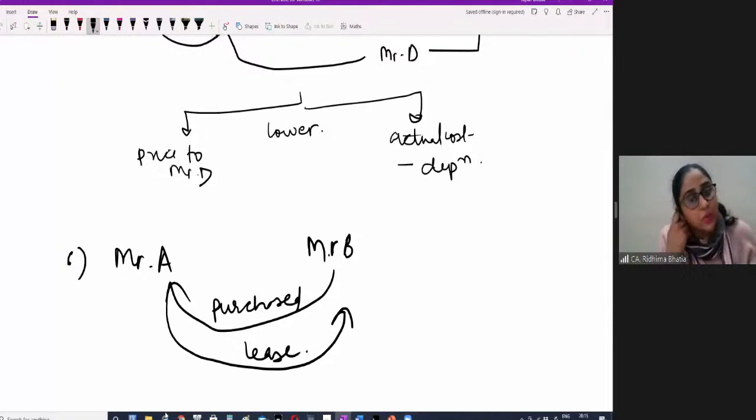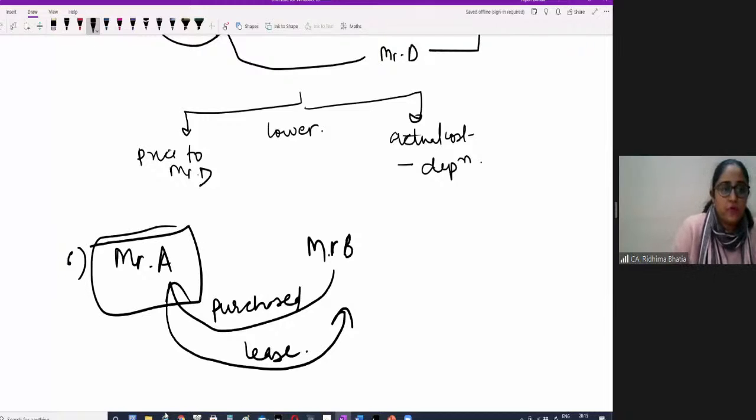So the Income Tax Act said, when such a scenario happens where you purchase the asset and then you lease it back to the same person from whom you have purchased, in that scenario, the actual cost of the asset would be... first of all, ask yourself the question, for whom are we calculating the actual cost? We are calculating the actual cost for Mr. A, because Mr. B is a lessee now. So who is the lessor? Mr. A is the lessor. For him, I have to calculate the actual cost.